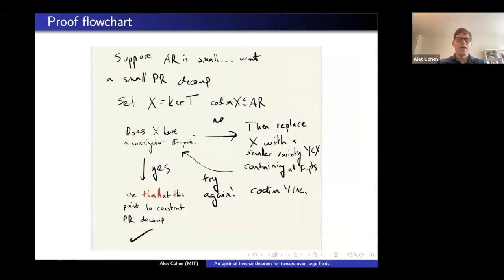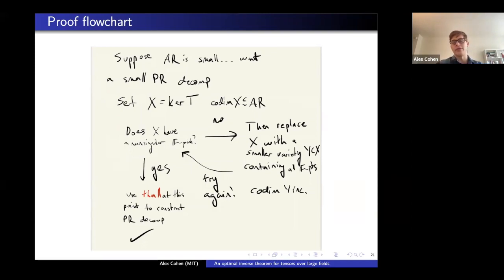Okay, so this is a little flow chart of how this proof strategy works. So we suppose the analytic rank is small. We want a small partition rank decomposition. We initially set X to be the kernel of the tensor T, the full kernel. We know at the beginning that the codimension of X is bounded in terms of the analytic rank, by that same Schwartz-Zippel argument I described before, right? X contains all the F rational points. Its complexity is bounded. And so if it had small dimension, the analytic rank would be large. Therefore, if the analytic rank is small, we know X can't have too large of a codimension.